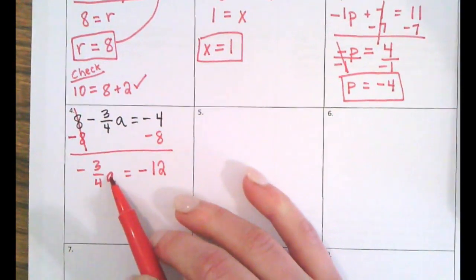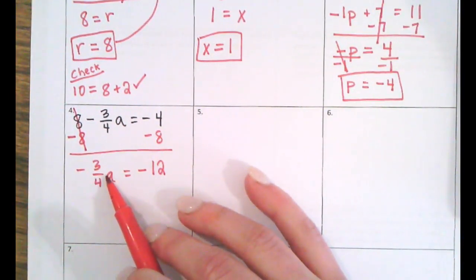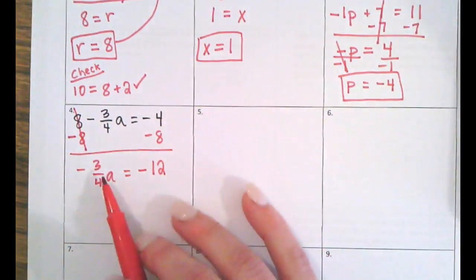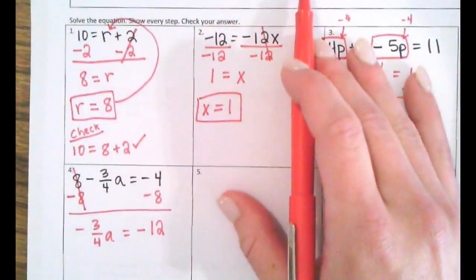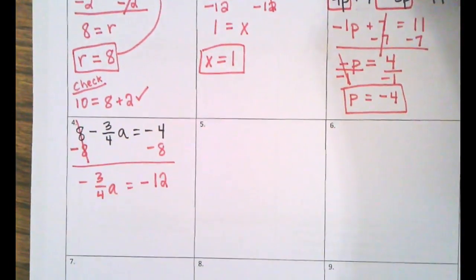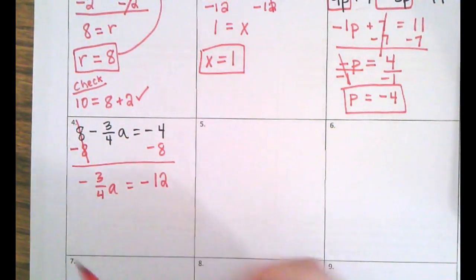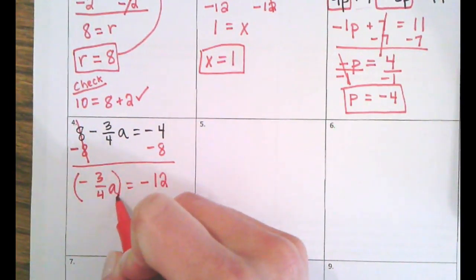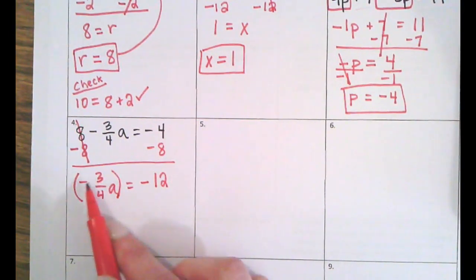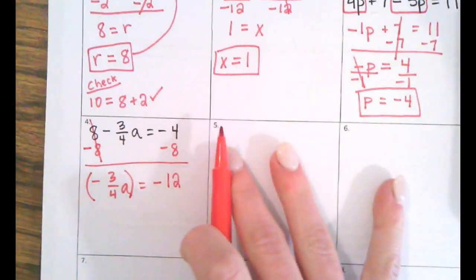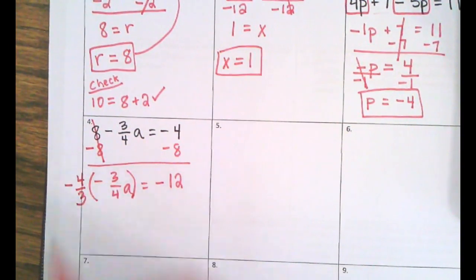Now, this next step here might seem a little bit tricky. Negative 3/4 is attached to A with multiplication. And it seems that we've been getting rid of multiplication with our inverse operations with division. However, it is not mathematically appropriate to divide by fractions. So in order to get rid of this negative 3/4, we can actually multiply by the reciprocal. The reciprocal is the inverse of the number negative 3/4. So I'm going to flip the fraction as negative 4/3.